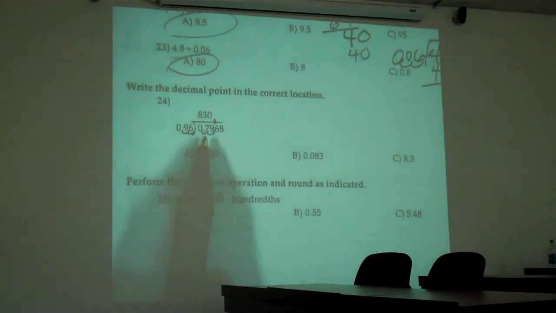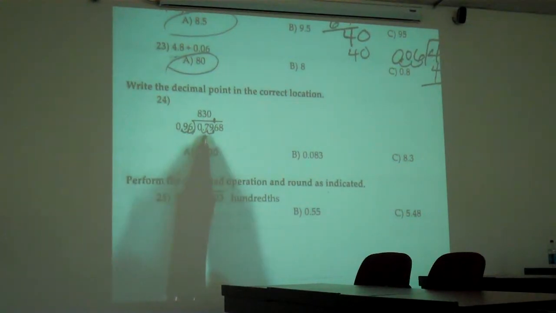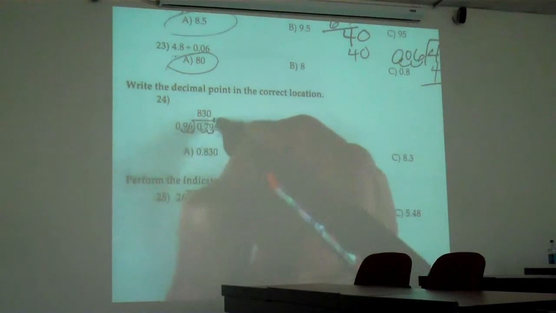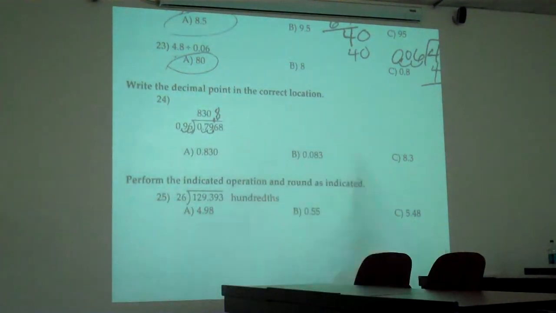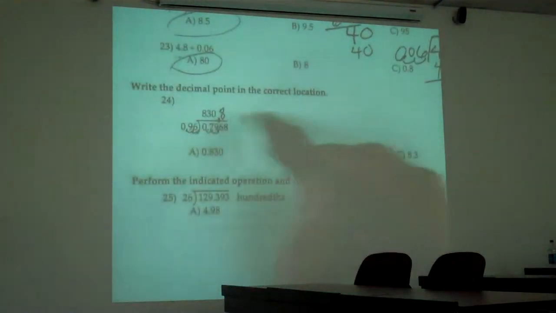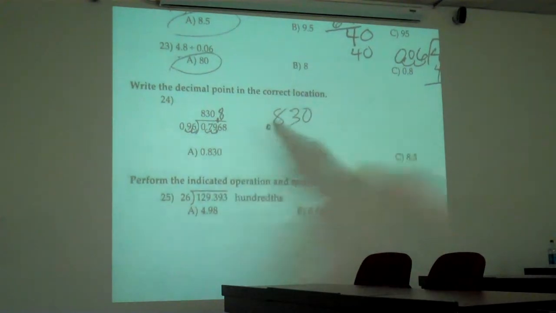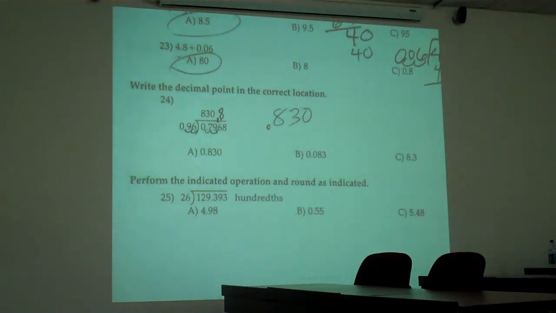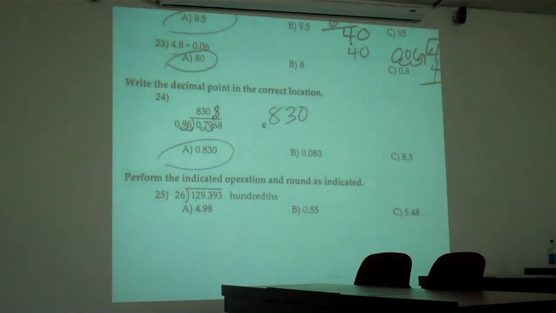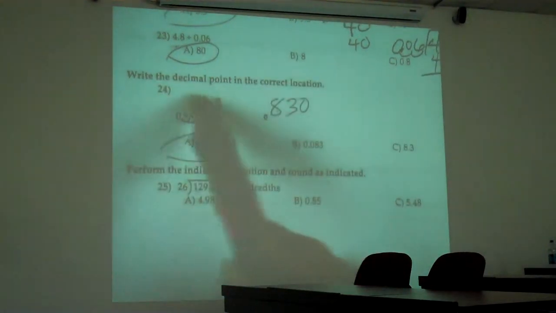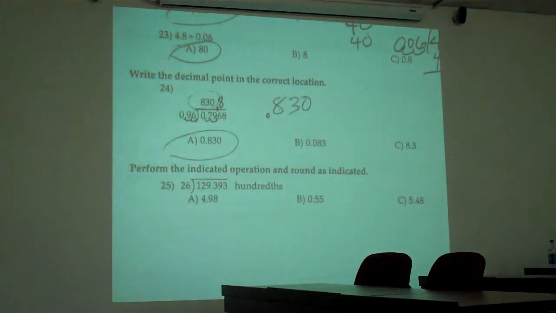96 will not go into 79, will it? 96 won't go into 79, so the 8 must have been right above the 6. So it must be 0.830. You don't have to actually do the whole division, you just move the decimals and you'll figure out where to put it in this number right here. It goes before the 8.